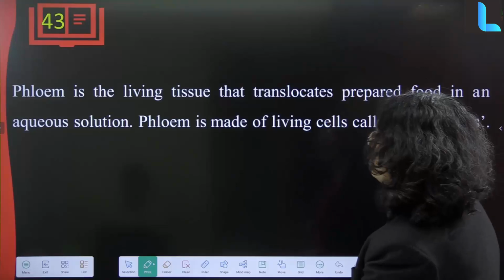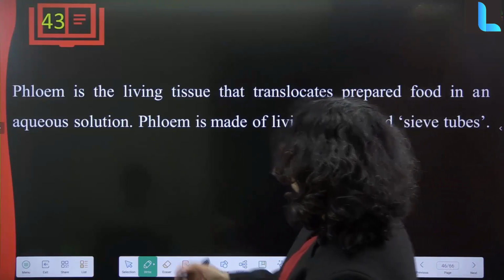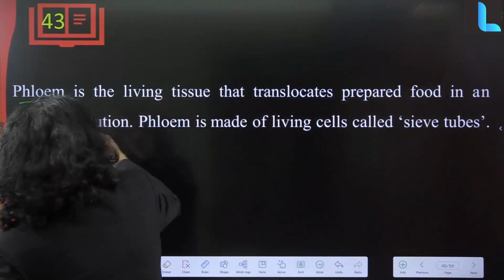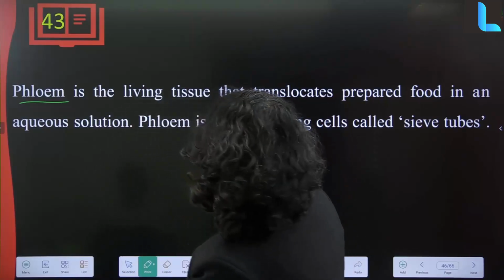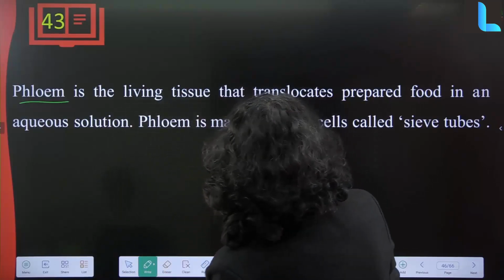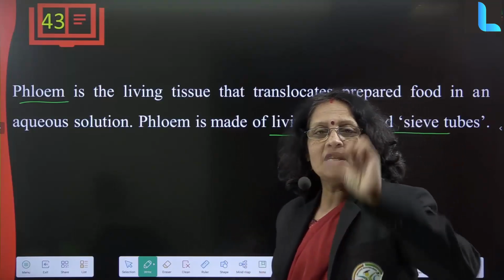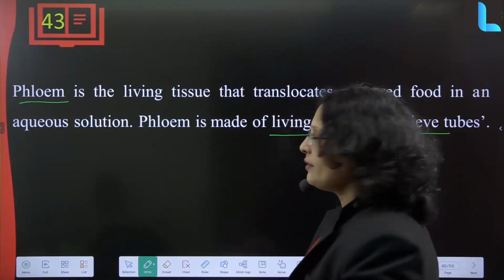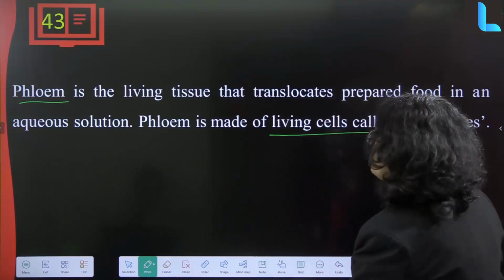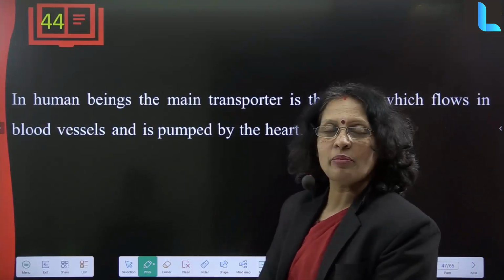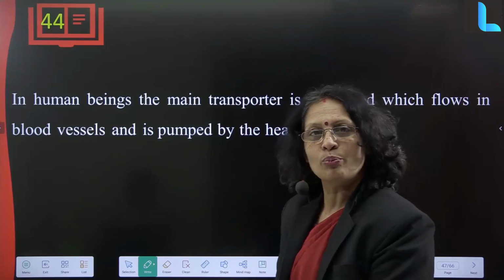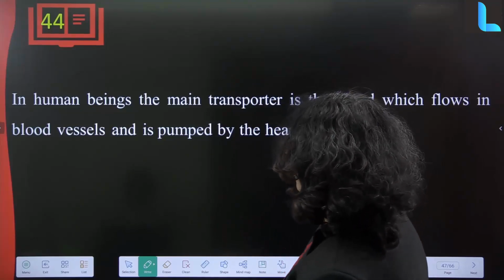Okay. Next we are talking about phloem. What is the role of phloem? Phloem is also a living tissue and it translocates prepared food in aqueous solution. It is made up of living cells called sieve tubes. So fine sieve tubes will be there and they will play a role. The food which is prepared by the leaf will be spread to all parts of the plant.